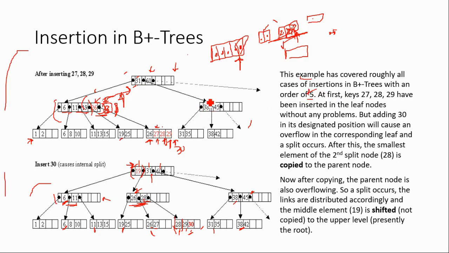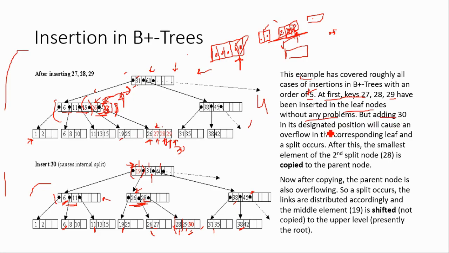This order 5 is only for internal nodes. For leaves the order is 4. Here there are the maximum number of elements. I will correct it in the slide. So at first the keys 27, 28, 29 have been inserted in the leaf nodes without any problem.